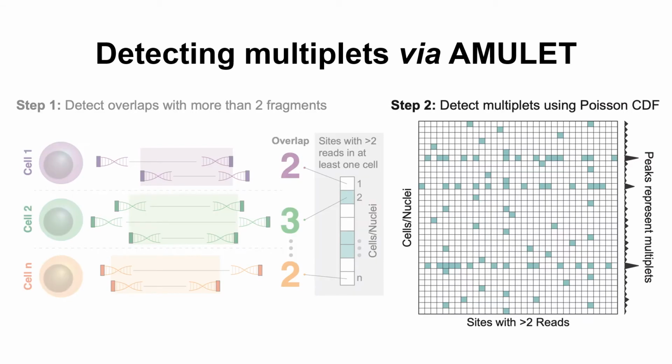AMULET then combines these identified regions and counts the number of instances where an overlap greater than two is observed for each nucleus. These occurrences are modeled using the Poisson cumulative distribution function, and multiplets are detected by identifying nuclei that observe more overlaps greater than two than expected. In this way, recounts are effectively used to detect multiplets.